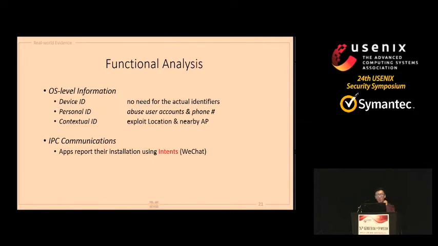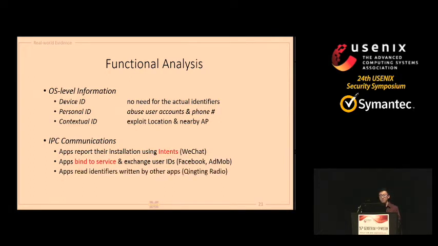It's actually interesting because we find that sometimes apps will report their installation on the same device, telling others, now we are on the same device, let's start to talk. And there are some other cases where we find that an app can bind to services exported by other applications and exchange user identifiers and other information. This leaves the OS control totally useless. In one specific case, we find that one app explicitly writes all of the user identifiers it finds into the persistent storage, which was later read by 3 other apps.